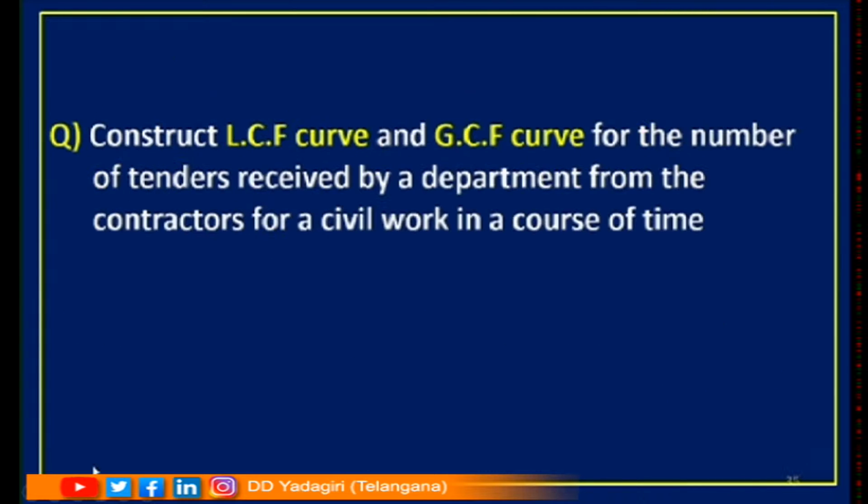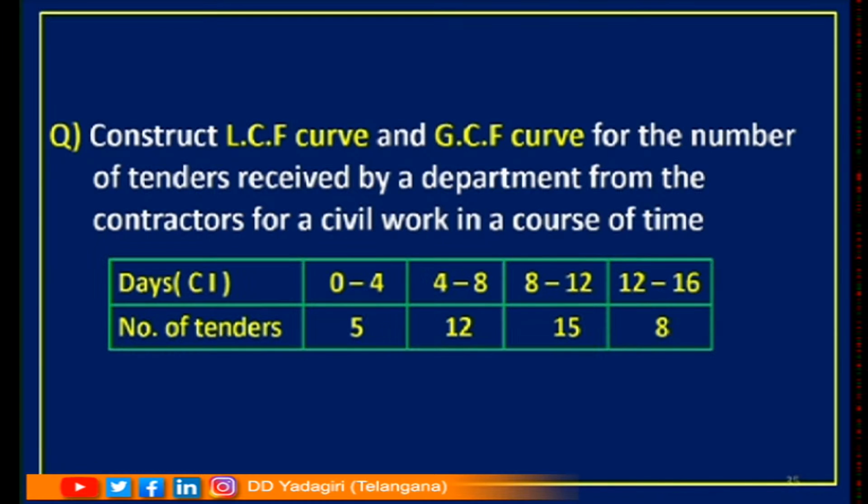Let us construct the LCF and GCF curves for the number of tenders received by a department from the contractors for a civil work in the course of time. Okay, children, here days 0 to 4, 4 to 8, 8 to 12, 12 to 16 are given, and the number of tenders we got between 0 to 4 days is 5, next 12, 15, 8. Now, for this data we have to construct the LCF and GCF distribution table first.